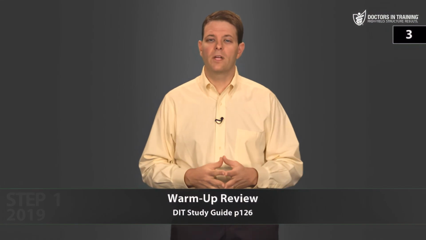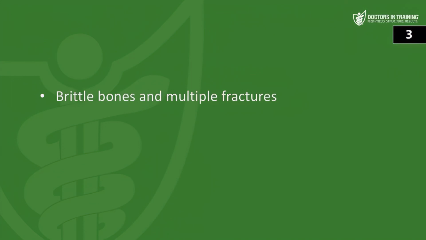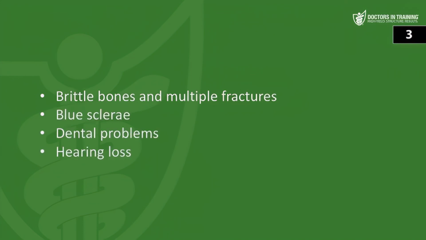Last question, what are the clinical features of osteogenesis imperfecta? So you're going to see brittle bones and multiple fractures, blue sclerae, dental problems, and possibly hearing loss. All right, let's move on to the lecture.